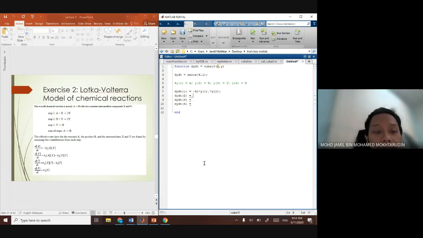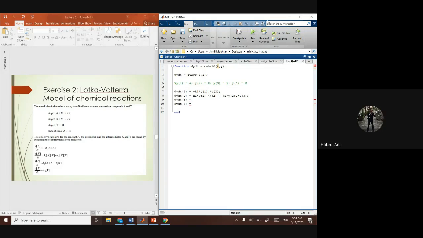Okay, so that's the first equation. And then for the second one, dx/dt equals K1 times A, so A is Y1, times X, so X is Y2, minus K2 times X, so X is Y2, times Y. So Y is Y3.